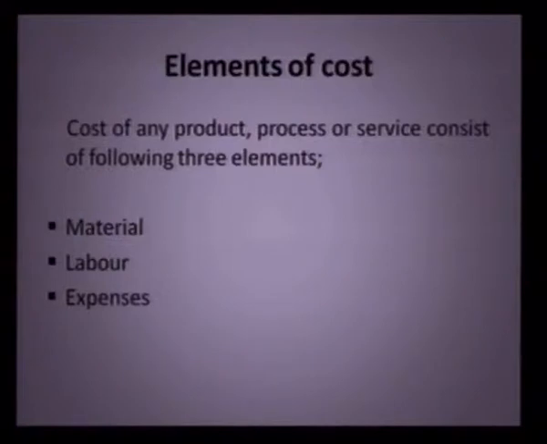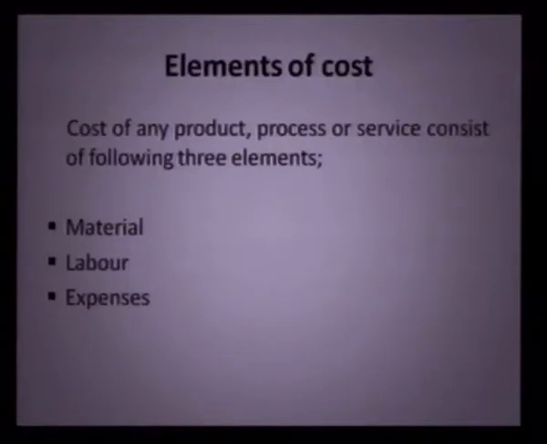Then if material is there, you cannot do anything unless there is a labor who produces it, who makes things happen. So there is labor, there is human effort involved. Then other than material and labor, there are some expenses. So basically we divide the cost into three categories: material, labor and expenses.